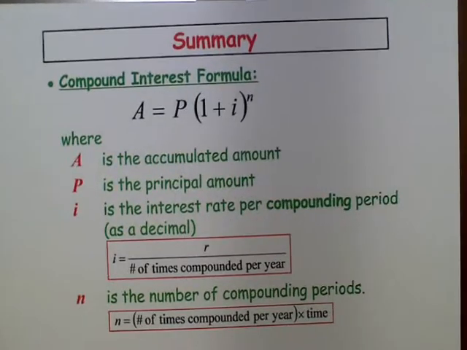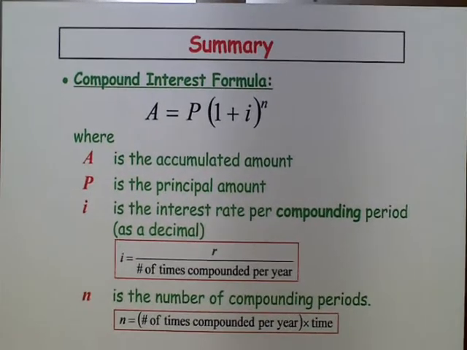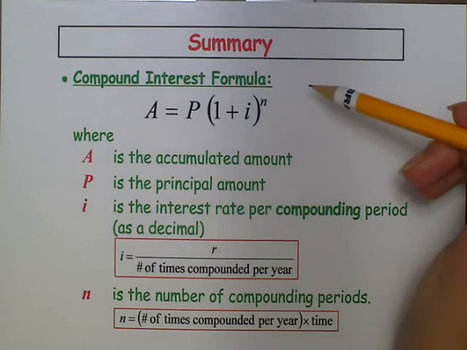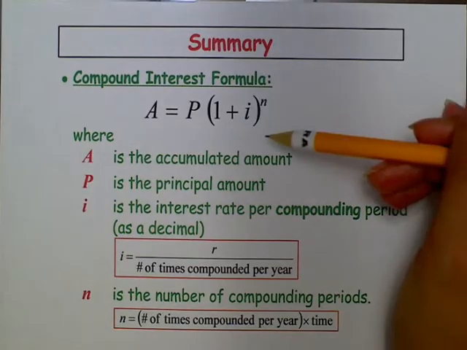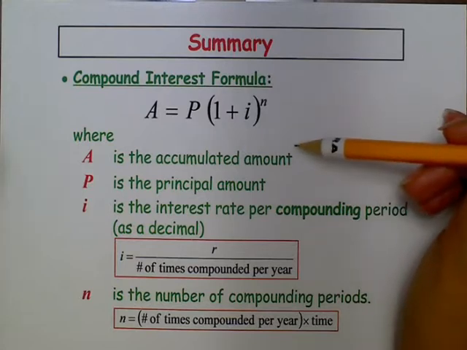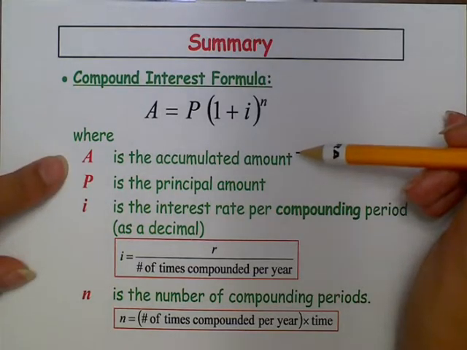Okay. So here's the compound interest formula. And we'll talk about what each of these variables represent. You'll notice that it actually creates an exponential function because you are multiplying by a certain factor over and over again over time. And so the compound interest formula is A equals P times (1 plus i) to the exponent n. A represents the accumulated amount, just like it does when you're looking at simple interest.